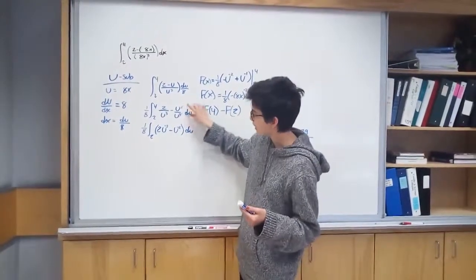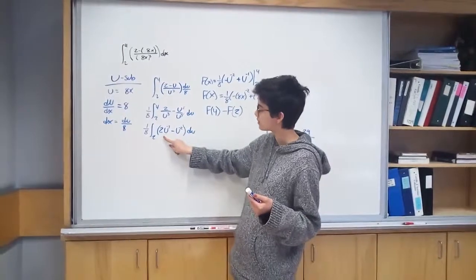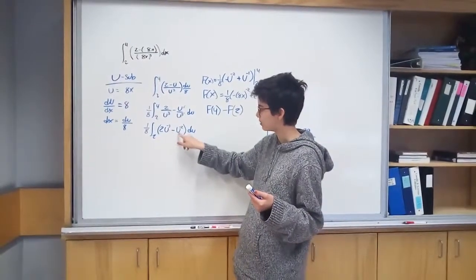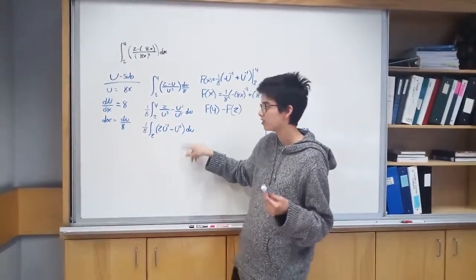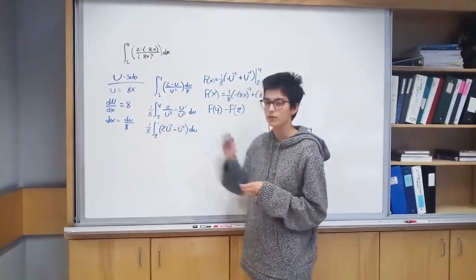And now I can just cancel out this u and u to the 3 in the bottom here and create 2 times u to the negative 3 minus u to the negative 2. And there's still a du because we need to find the antiderivative. I'm going to put a little 4 there because it's bounded from 2 to 4.